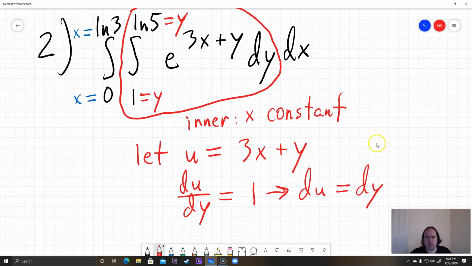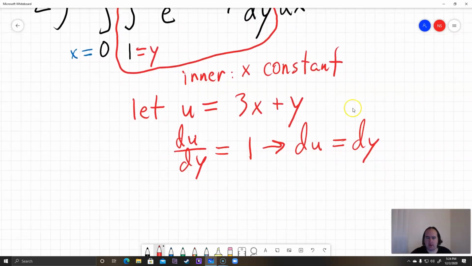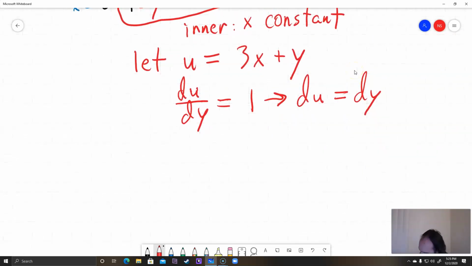All right, so actually this u substitution might not have been necessary here, but it usually is when you have a composite function. So we're doing it just because it's usually necessary. But what we're going to have here is the integral of e to the u times du. Since du equals dy, we can just plug in du here. So for our inner integral, we have the integral of e to the u du.